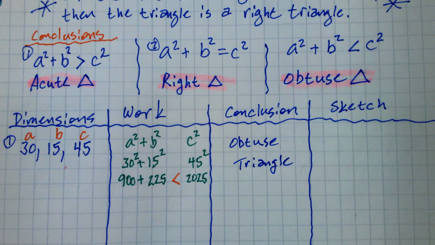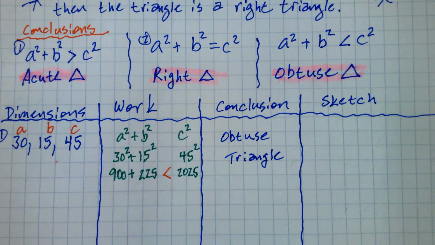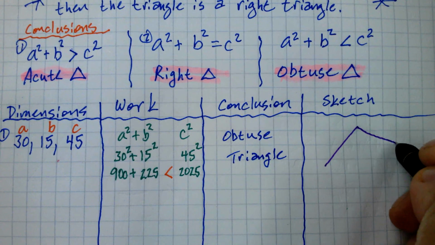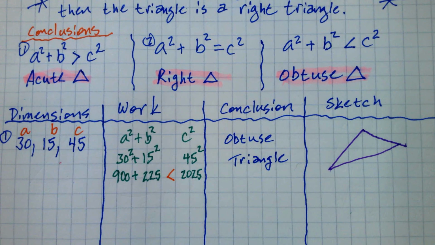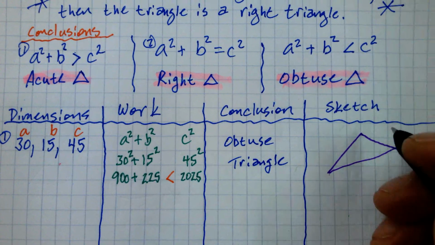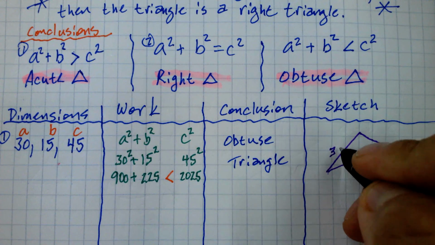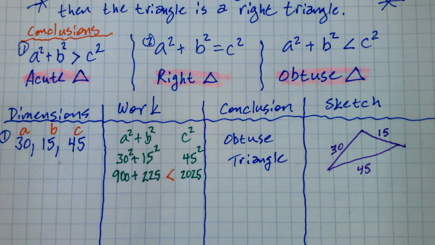Okay, let's draw one. I'm going to try my best to draw an obtuse triangle. So an obtuse triangle has one obtuse angle. That looks pretty obtuse, right? So there's my obtuse triangle. And let's say this is 45, 30, and 15. Maybe that's our triangle that we're looking at there. Okay.